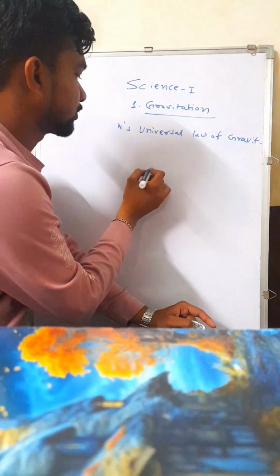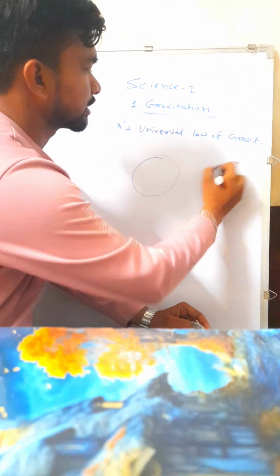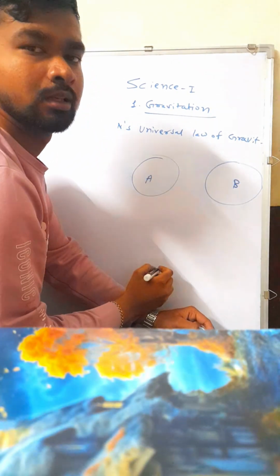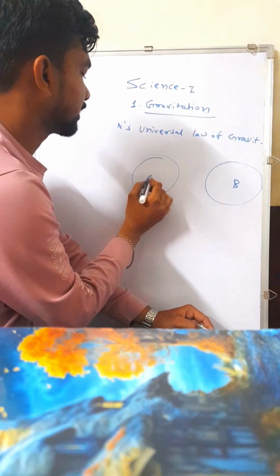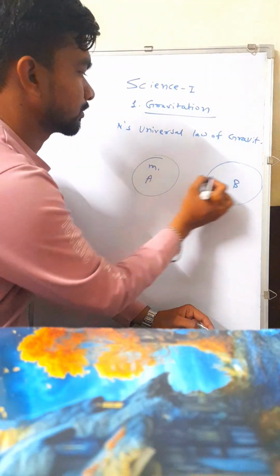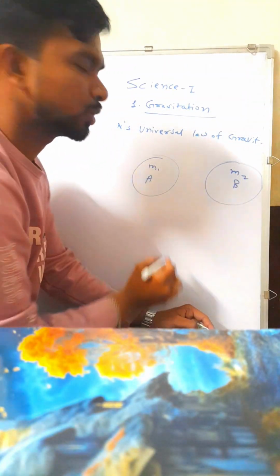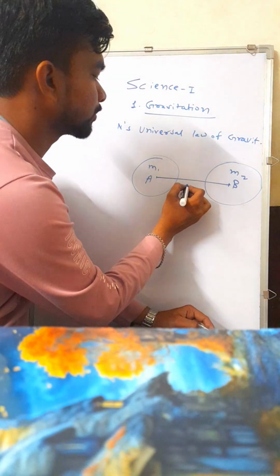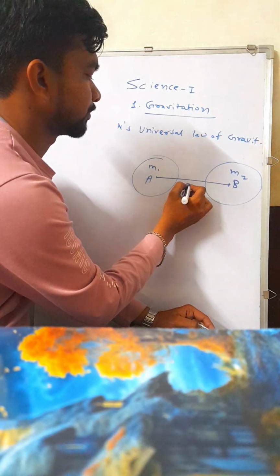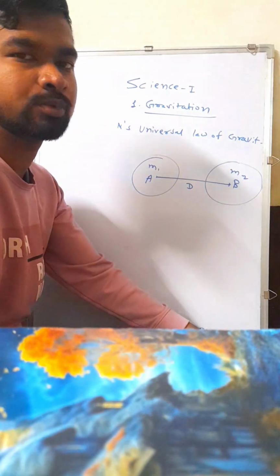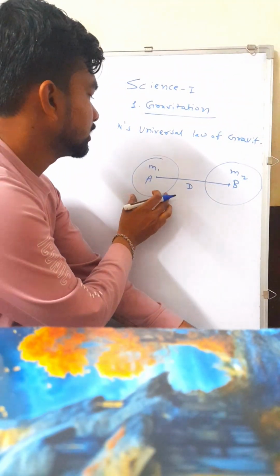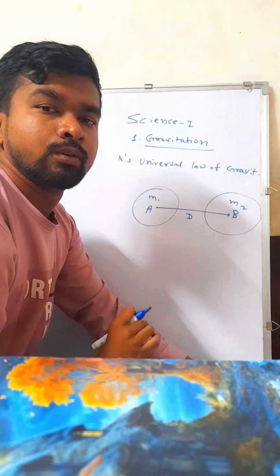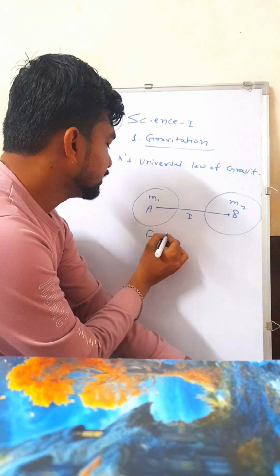This law is, suppose we consider two objects, object A and object B. Object A has mass m1 and object B has mass m2, and suppose d is the distance between the centers of these two objects. We can state the law based on this relation.